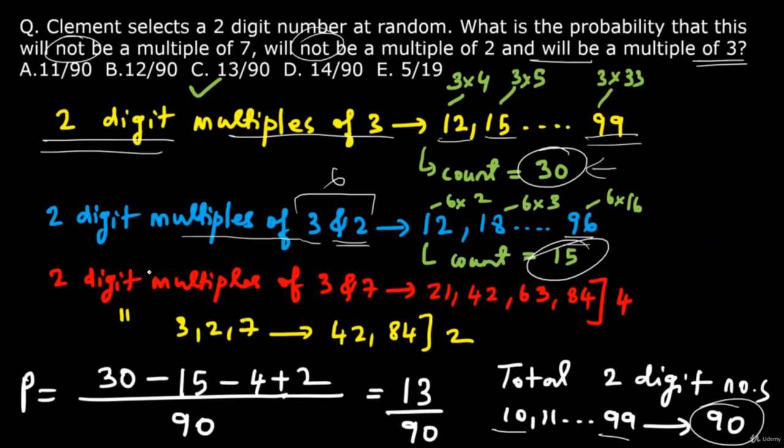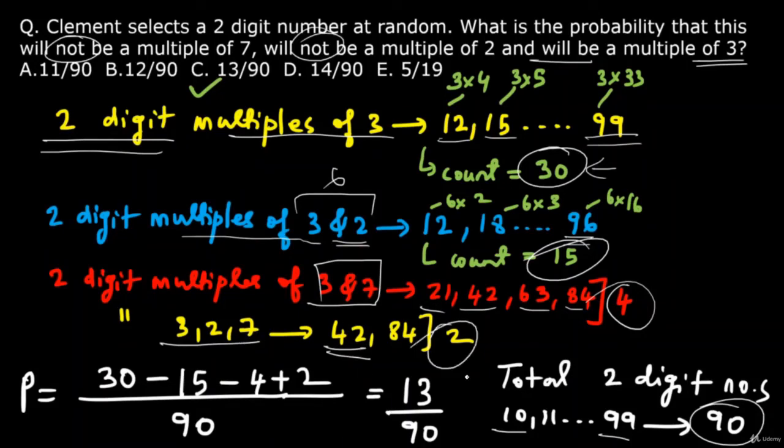Now let's find the 2-digit multiples of 3 and 7. So that's multiples of 21. 3 into 7 is 21. So that's 21, 42, 63 and 84. You can just write it down like 21, 21 plus 21 is 42, 42 plus 21 is 63, 63 plus 21 is 84. So there are just 4 numbers which are multiples of 3 and 7. And we also need to check multiples of 3, 2 and 7. That's multiples of 42, because if you multiply 3, 2 and 7, you will get 42. So you have just 2 over here.